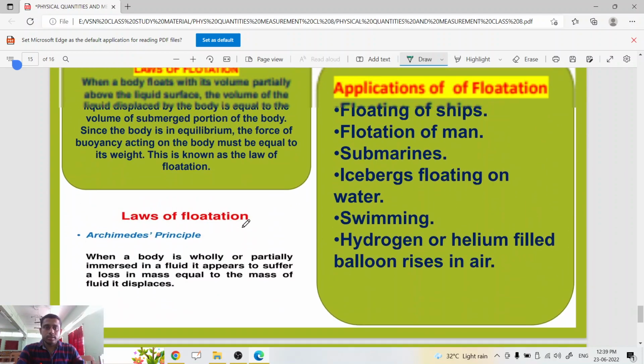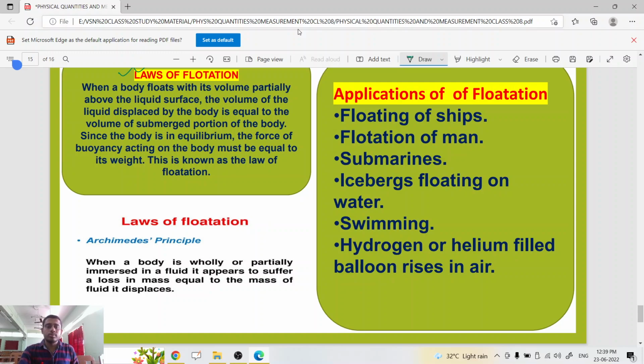Here are some applications, like floating of ships, floating of man, submarines, icebergs floating on water, swimming, and a hydrogen or helium filled balloon rising. All these cases are based on the laws of flotation. For all cases, if the weight of the displaced liquid or gas is more than the weight of the body, then it will float.